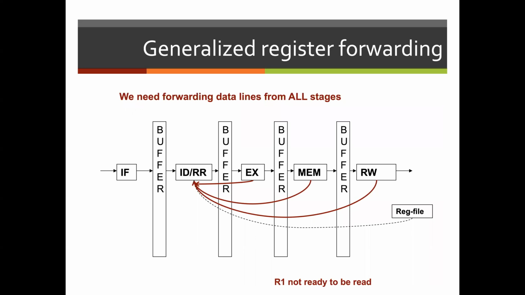And so how exactly does our generalized register forwarding look in our data path? We're going to need to introduce some additional data lines that would occur at all stages. And so we'll have to introduce data lines for execute, memory, and write back at each stage. And then we also have to take into consideration that we have 2 registers that need to be fed as well.